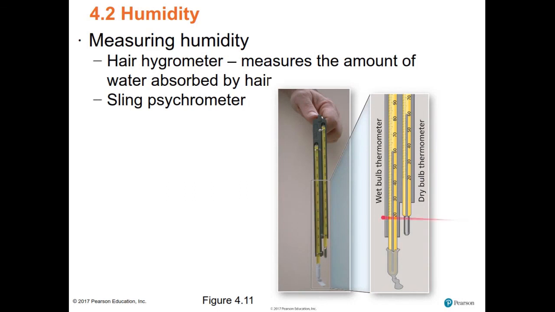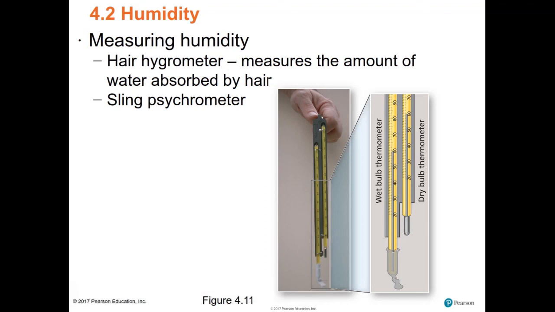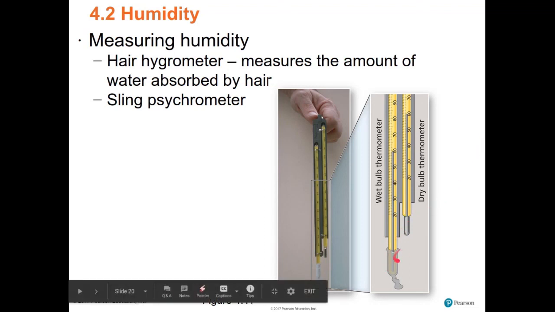This is a sling psychrometer. It has two bulbs. One of them is wet. That's called the wet bulb. The other one is dry. That's called the dry bulb. So you get the wet bulb wet, and then you spin it around, and as you spin it around, water evaporates. As water evaporates, it absorbs heat from the thermometer. So the more water evaporates, the lower the wet bulb temperature gets.